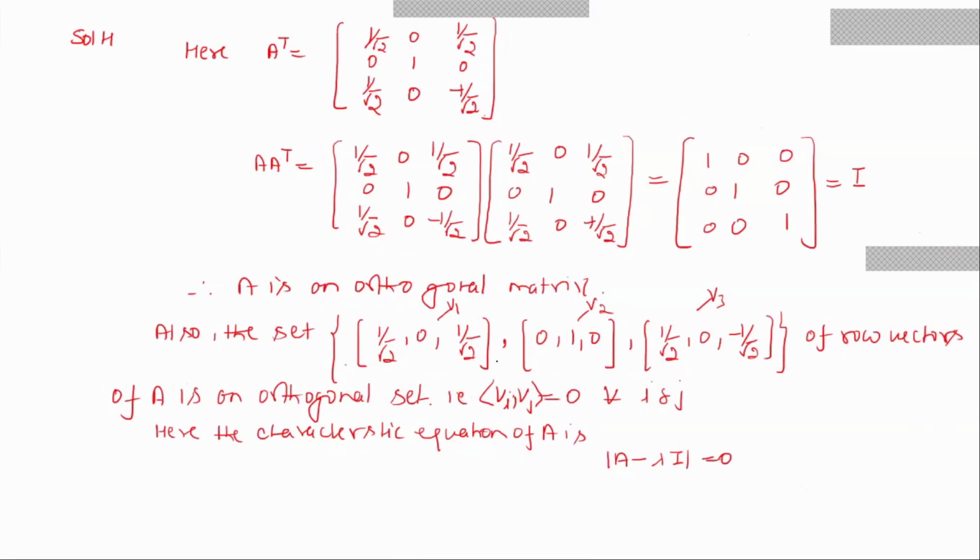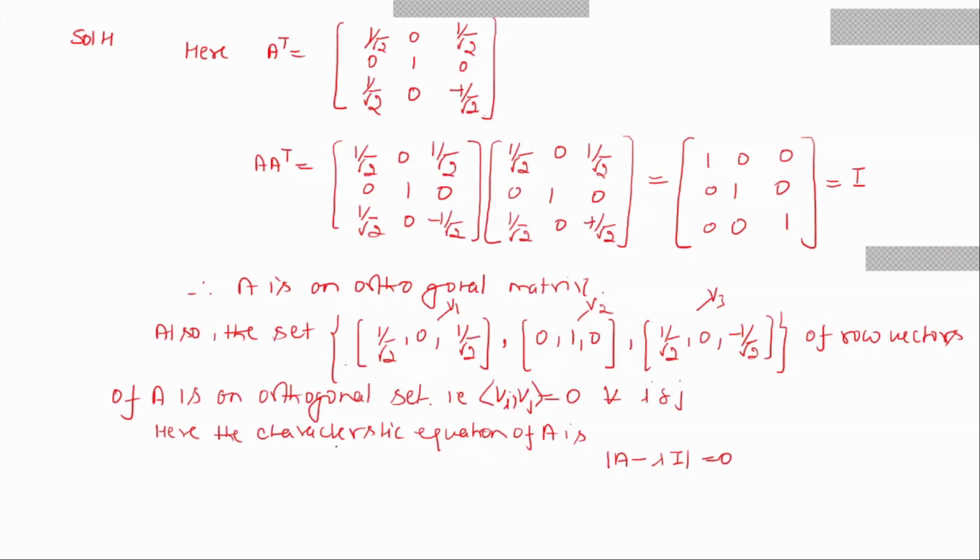So the set is V1, V2 and V3. These are the three row vectors of the matrix. They are orthogonal, which means the dot product of any two vectors is equal to 0. You can check this. If you calculate the dot product of any two vectors, it is equal to 0.